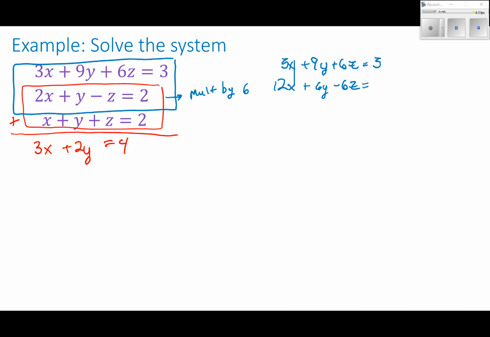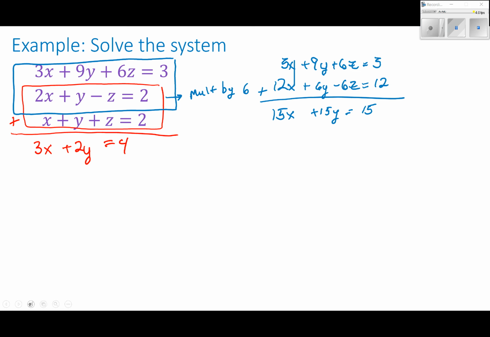And still multiplying the 2 by 6 to get 12. Now I'll add these together and my z's will eliminate. So I end up with 15x plus 15y equals 15. So now I have two new equations that I'm working with here: 3x plus 2y equals 4, and 15x plus 15y equals 15.